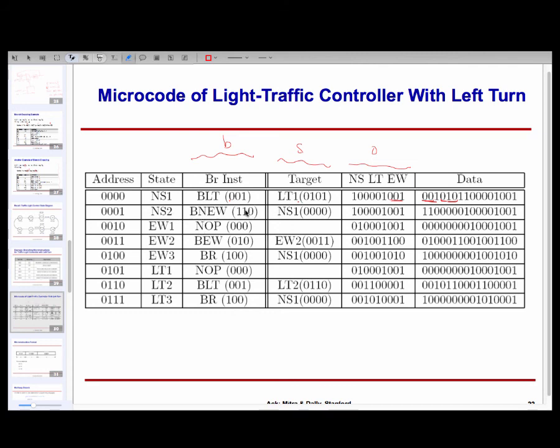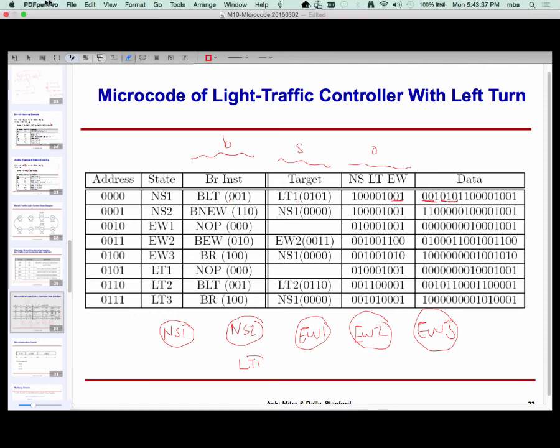Let's try to draw its diagram. So let's say I'm in state NS1. Another state is NS2. Third state is EW1. Fourth state is EW2, EW3. Let me use a new slide just to be easier.